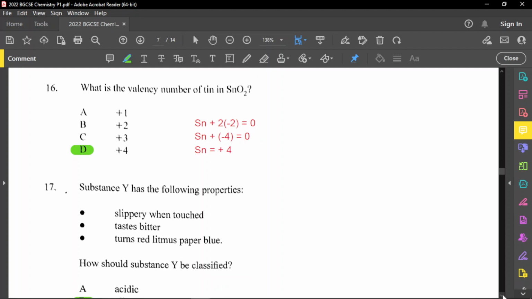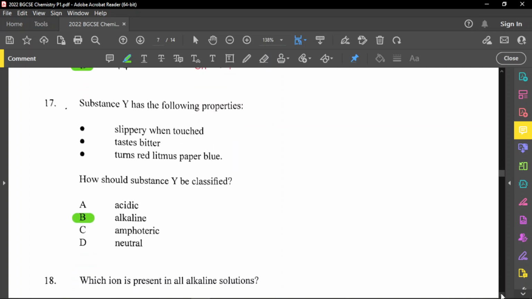All right, let's now go into question number 17. A substance Y has the following properties. It is slippery when touched, tastes bitter, turns red litmus paper blue. By now you should know what that is, right? They say, how should substance Y be classified? Turn it blue, you should know what that is. It must be a base or alkaline, right? And so the only thing that is matching right here is alkaline. The last one actually gave away exactly what it is, right?